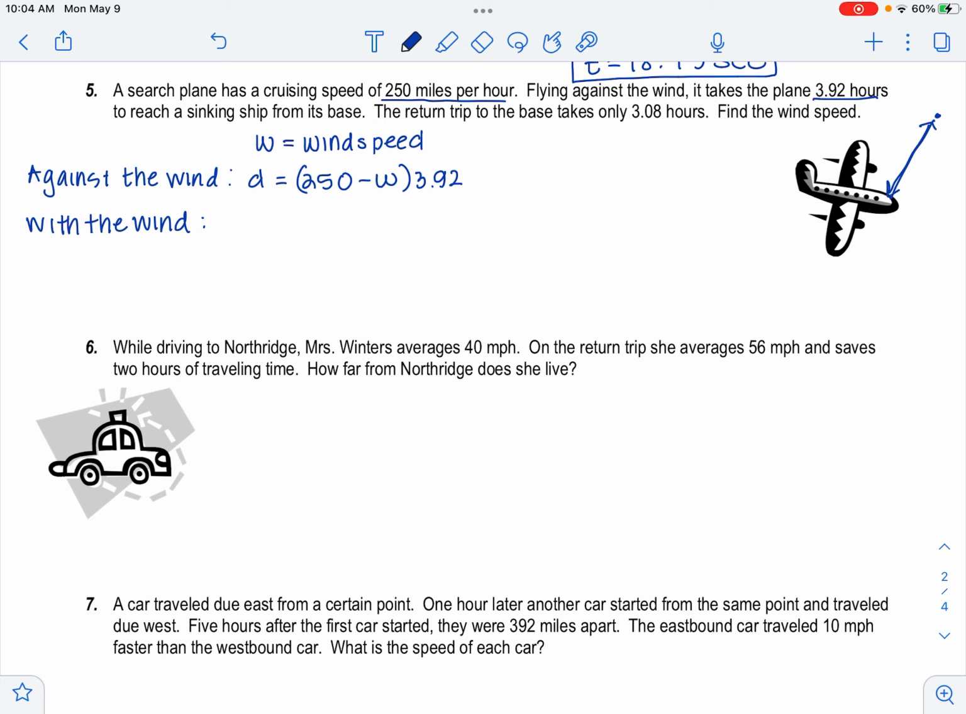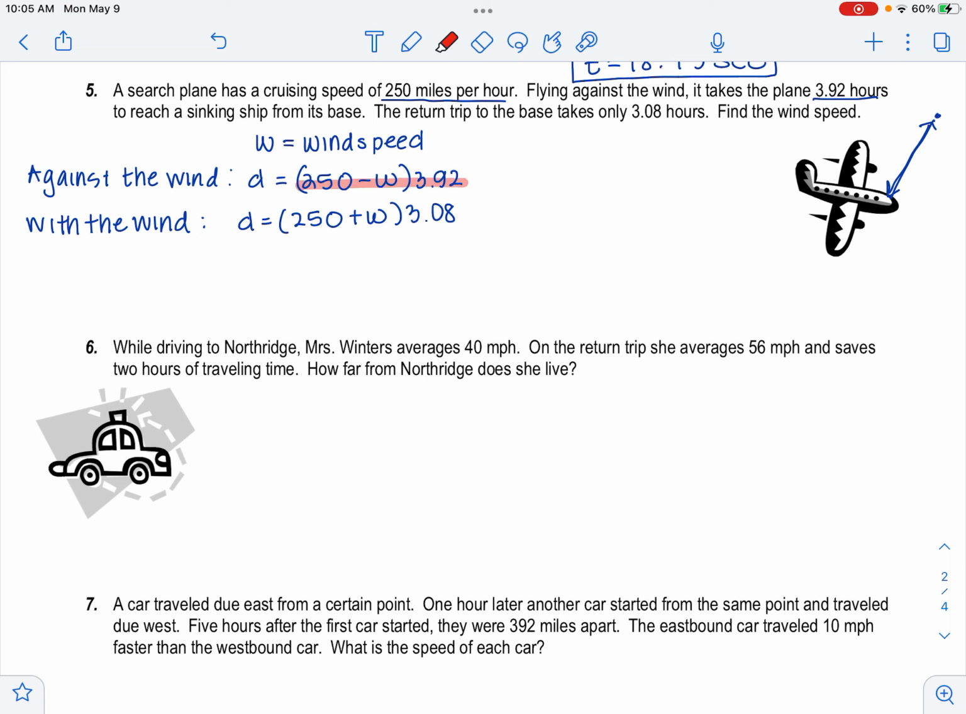Now I'm going to write my second equation, distance equals this rate. This is when it's going with the wind. It says the return trip to the base only takes 3.08 hours. That means that the wind is blowing the plane back home, so it's speeding it up. So you're going to take your 250 and say the wind speed is helping it. And that's why the trip is shorter time-wise by a little bit. All right, so now I need to solve for W. What you should notice right here is that these are both equal to D, right?